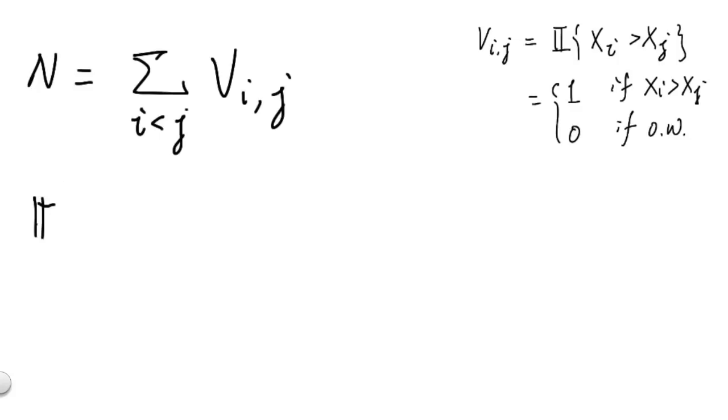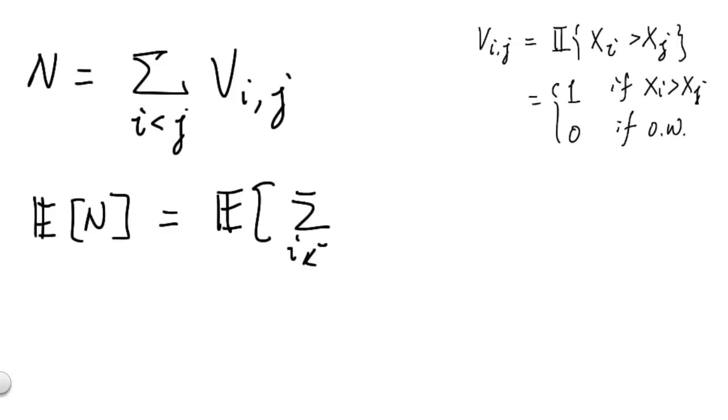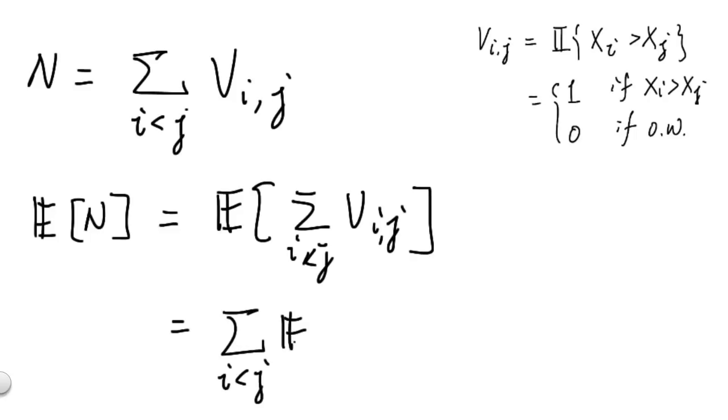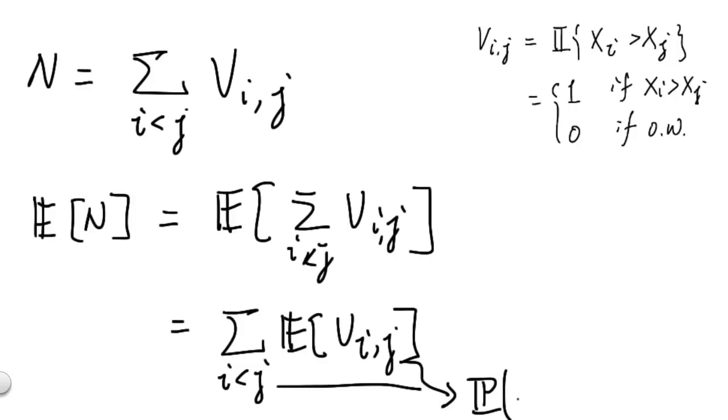Now, if we were to take the expected value of N, which is the expected value of the sum over i less than j of V_ij, by the linearity of expectation, this gives us the summation over all i less than j of the expected value of V_ij. Now, what is the expected value of V_ij? Well, this term is equal to the probability that x_i is greater than x_j. We can verify this through the definition of V_ij.